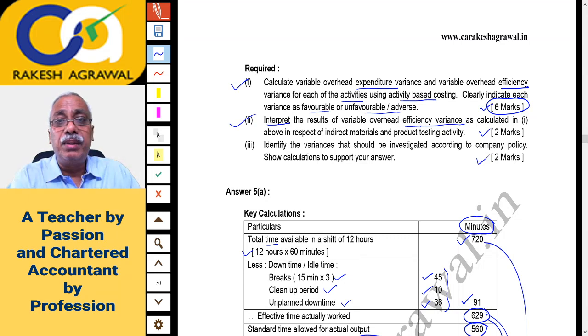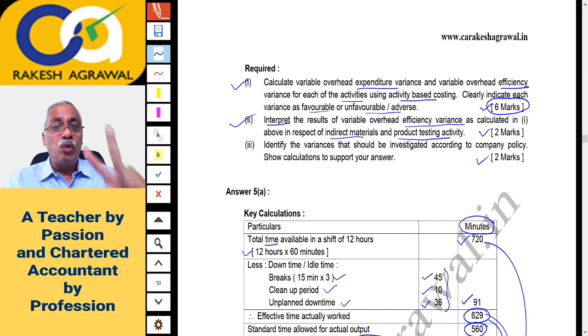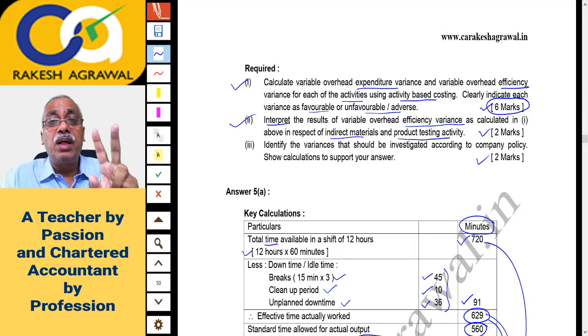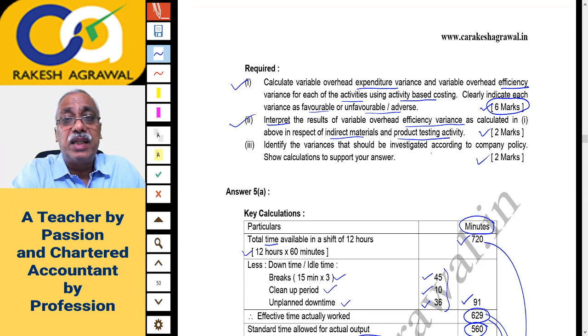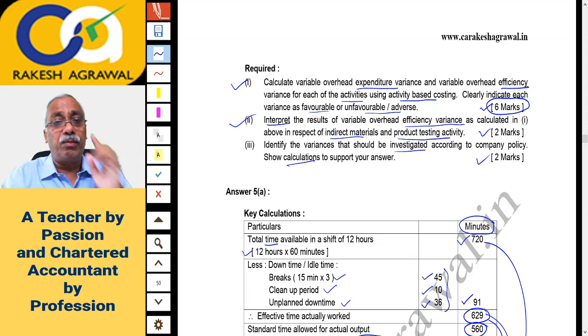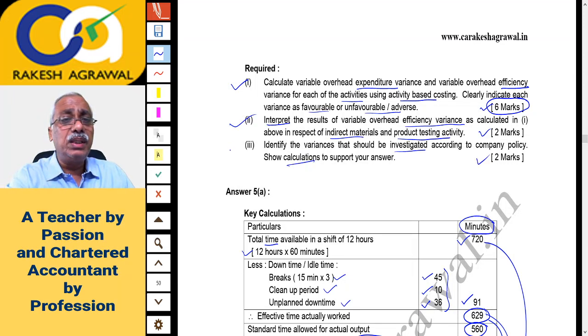They are asking you to interpret the result of variable overhead efficiency variance as calculated in 1 above. And that too in respect of only indirect material and product testing activity. So for 2 activities, you have to interpret the efficiency variance, whatever it is, adverse or favorable. So you have to just give interpretation of 2 efficiency variances for indirect material and product testing, that is for 2 marks. And identify the variances that should be investigated according to the company's policy and show the calculation to support it. So the third question is again practical.